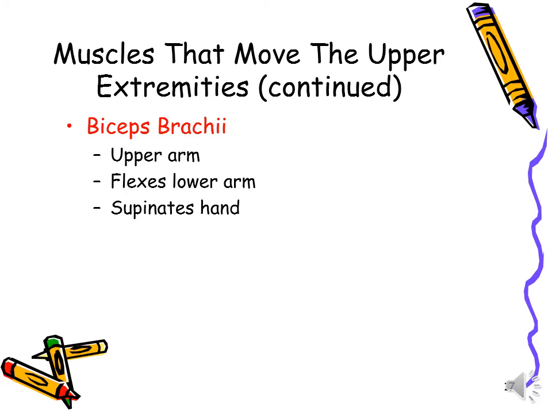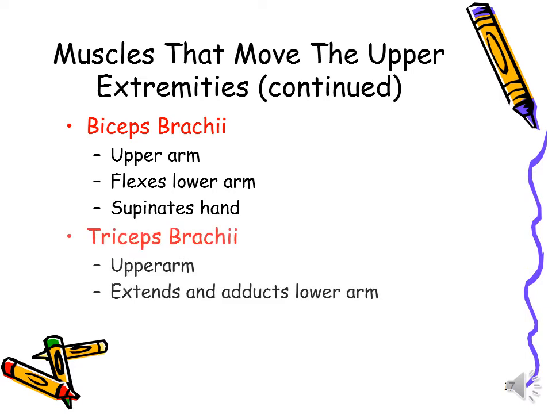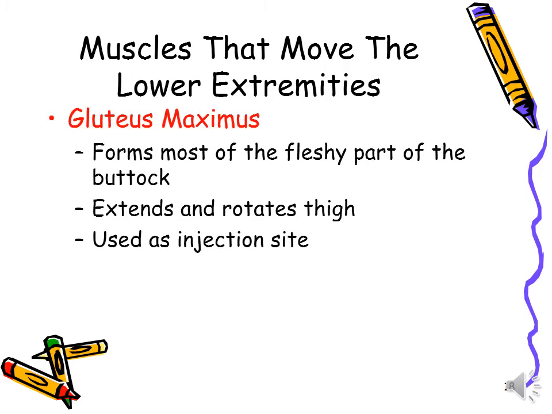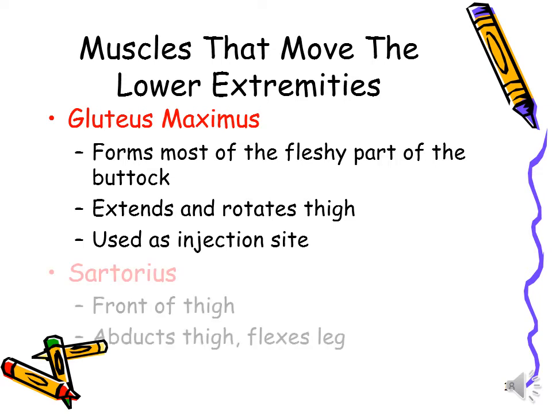The biceps brachii is going to flex the lower arm, and it is going to supinate the hand. It's in the upper arm. And the triceps brachii, this is also in the upper arm, and it's going to extend or adduct the lower arm. The gluteus maximus forms most of the fleshy part of the butt and extends and rotates the thigh. And again, this is another muscle that we use frequently as an injection site.